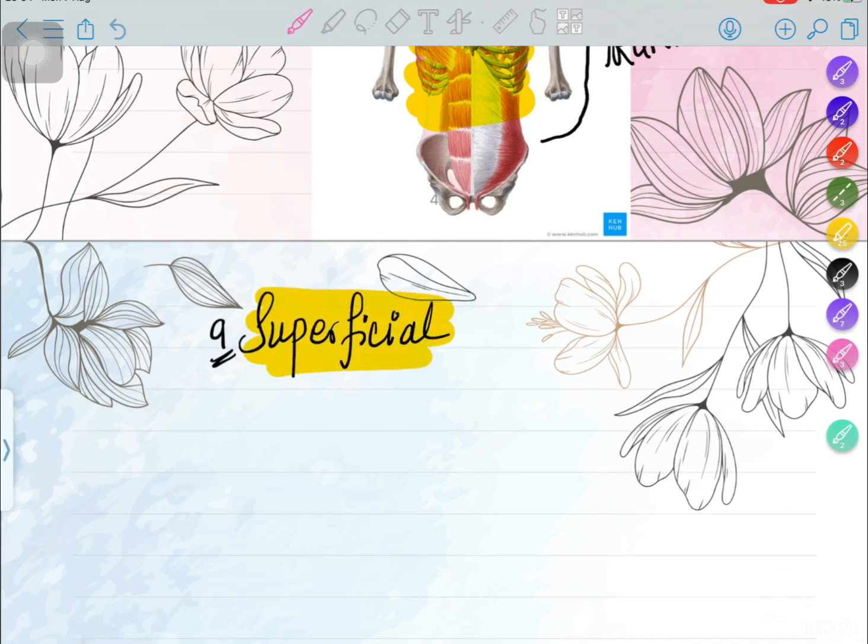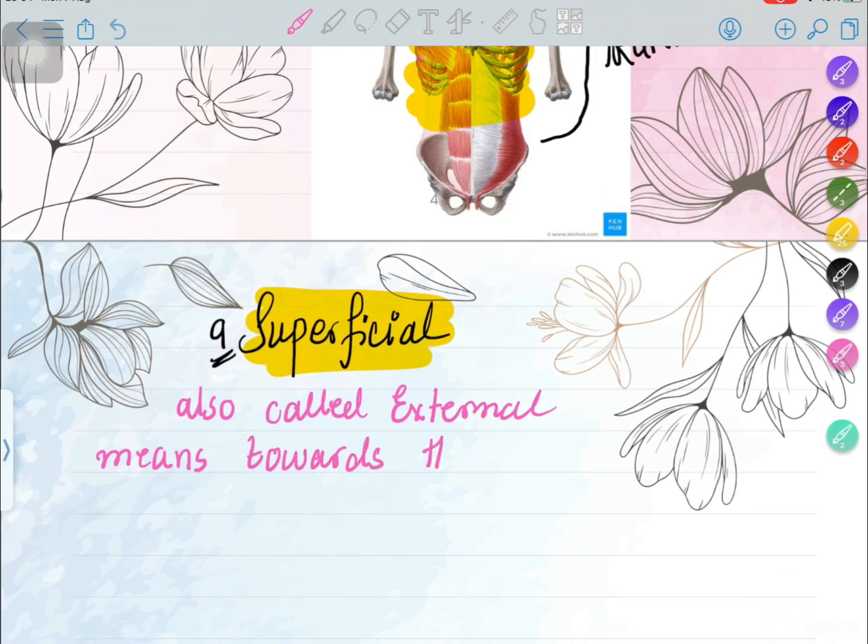What does superficial mean? You know, related to the surface, correct? Close to the surface. Some people also call it external. So superficial is also called external, and I'm going to write it here. Okay, external means outside, superficial means outside. It means towards the body surface. Anything which is upwards or towards the body surface is superficial. Exactly, towards the skin, you could say.